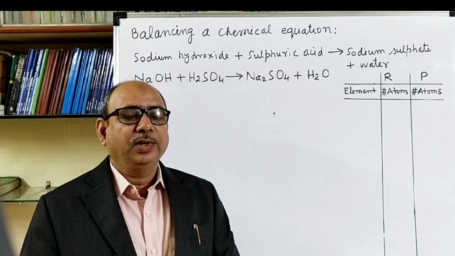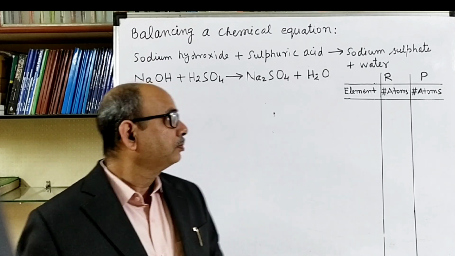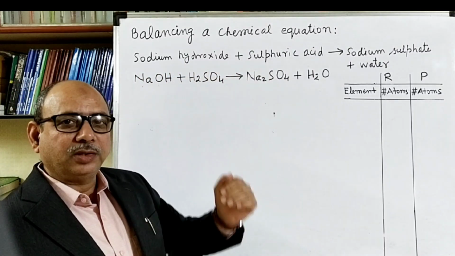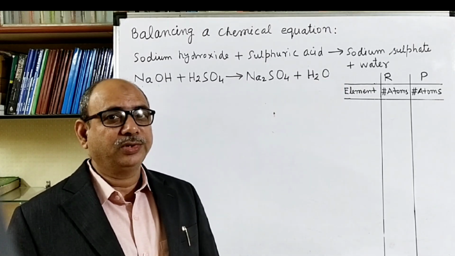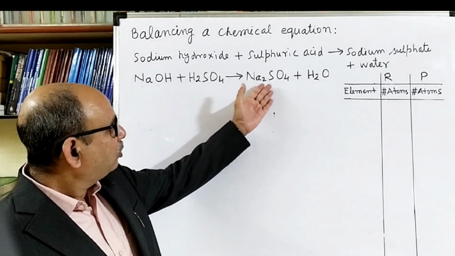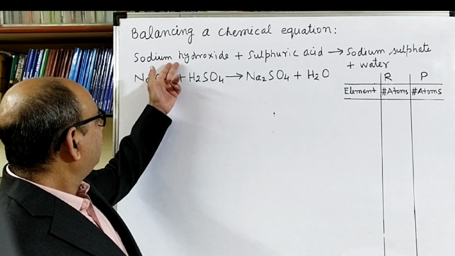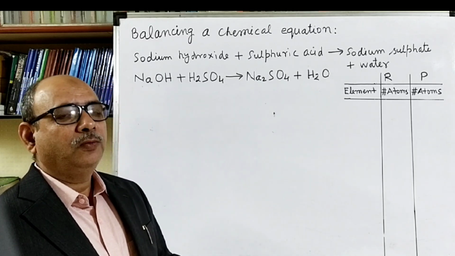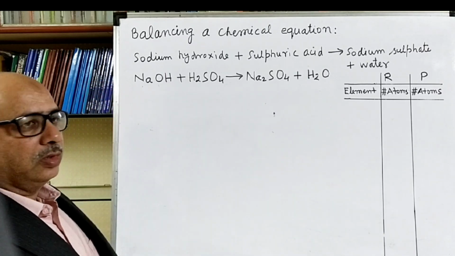If the word equation is given, then first we need to convert the word equation into the chemical equation. Here the word equation is sodium hydroxide reacts with sulfuric acid to form sodium sulfate and water, and its chemical equation is NaOH plus H2SO4 gives Na2SO4 plus H2O. That means for each of the given reactants and products, we need to write the corresponding molecular formula. This is the first step.